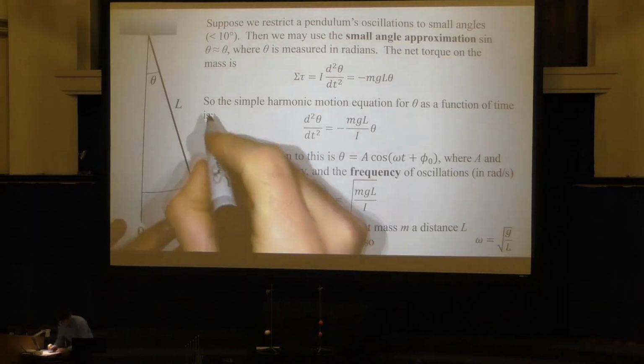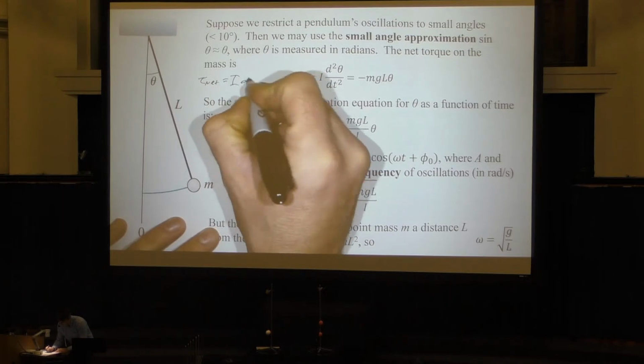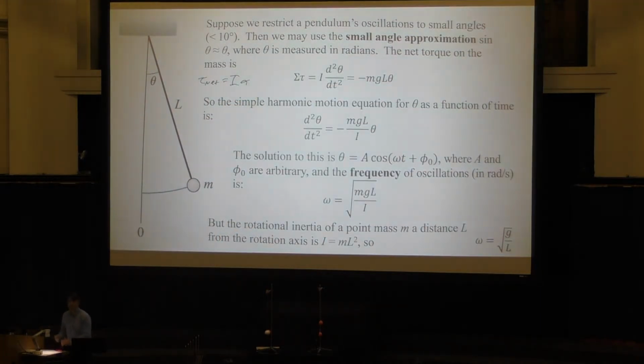So torque net is equal to I times alpha. That's Newton's second law for rotation. Instead of F equals ma, you've got the torque is equal to the rotational analog of mass times the rotational analog of acceleration. And that's d squared theta by dt squared. So that's just that.